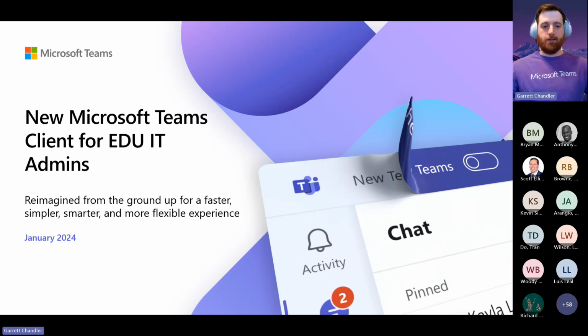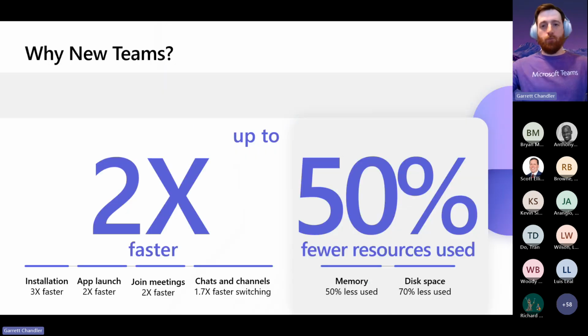So let's get started. First off, why is there a new Teams client? Why did Microsoft make the decision to do this? Basically based on user feedback, customer feedback of the experience of Microsoft Teams and wanting to improve it. So this new client is actually 2 times faster. Installation is up to 3 times faster in some cases. The app launch is much faster. You can join meetings twice as fast now, and even chats and channels, switching between those experiences is much faster.